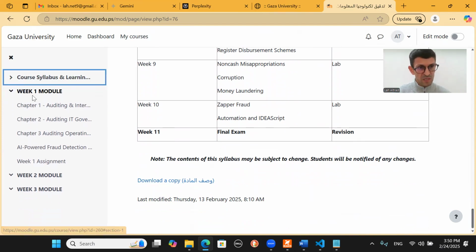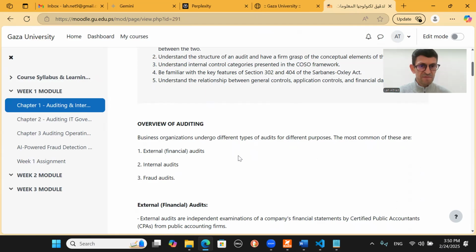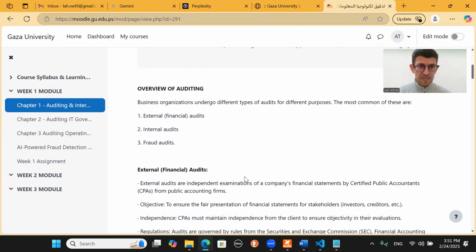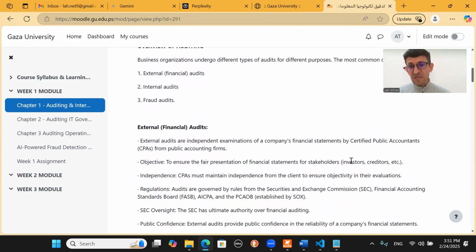Now, module 2, which is week 1, has a quick description of each chapter. For example, here we have an overview of auditing. They describe auditing in 3 main areas or aspects. The first one is external audit for finance. The second one is internal audit and fraud audits. If you want to know about each of those, you can refer to this quick description. External audits are independent examinations of a company's financial statements by certified public accountants, CPAs. I think you know what this certificate from public accounting firms is.